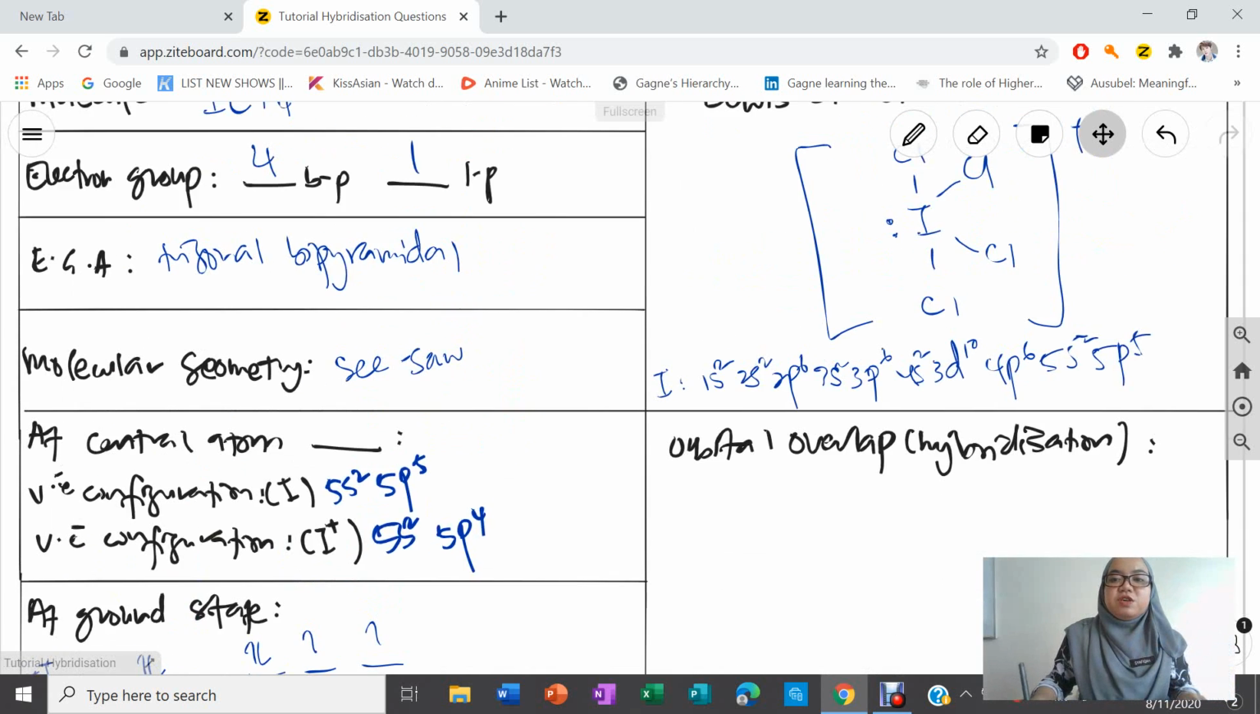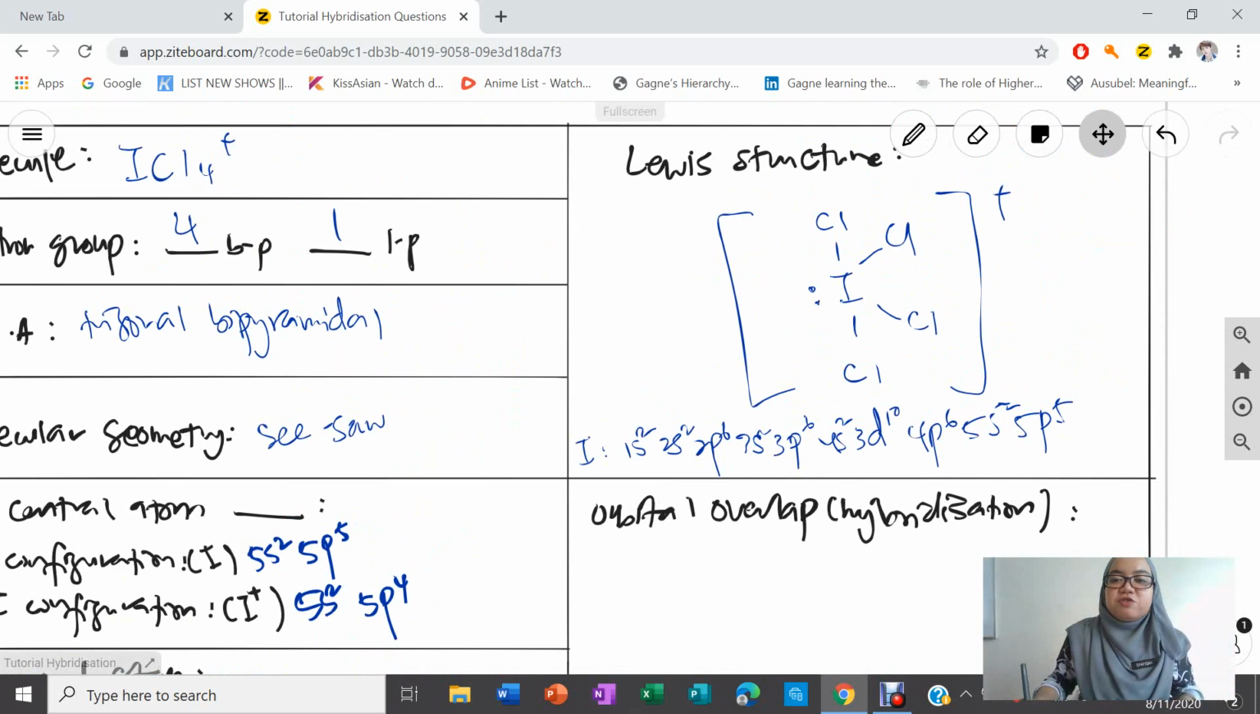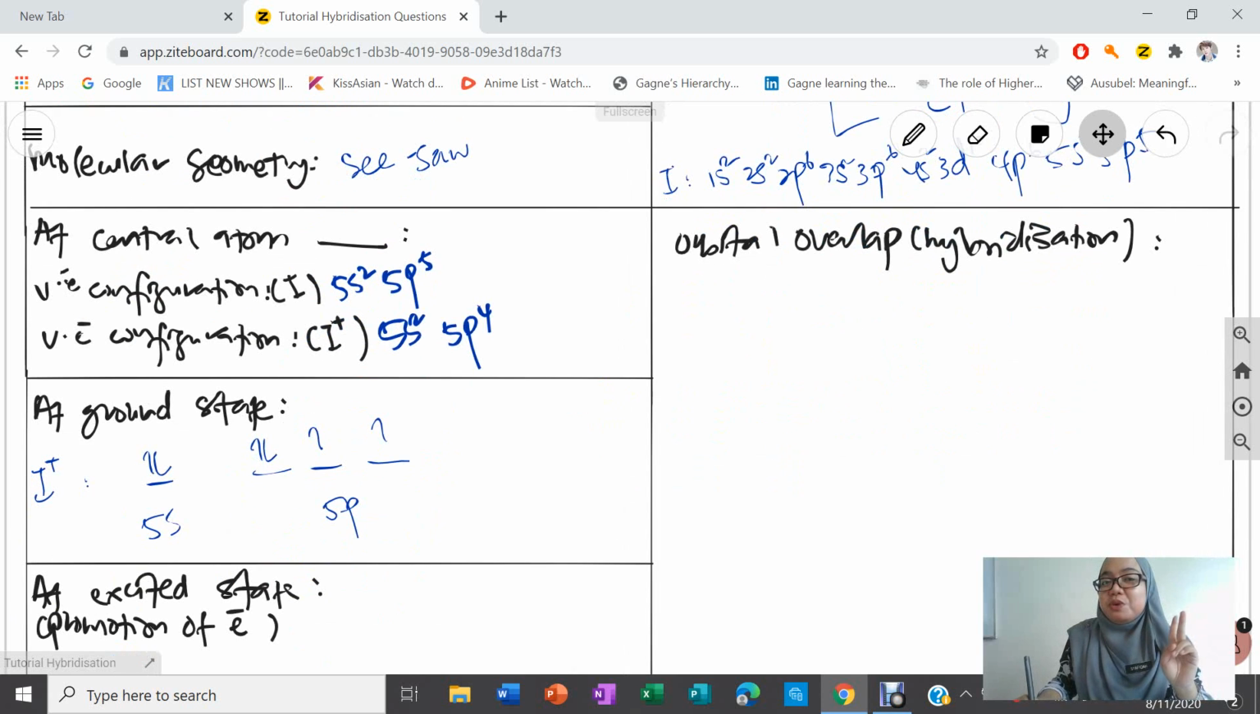Okay, you look at the Lewis structure. It needs 4 unpaired electrons to form 4 sigma covalent bonds. So we just have 2. So what we need to do is expand the 5d orbital. We need to excite 1 electron from 5p to the empty 5d orbital.